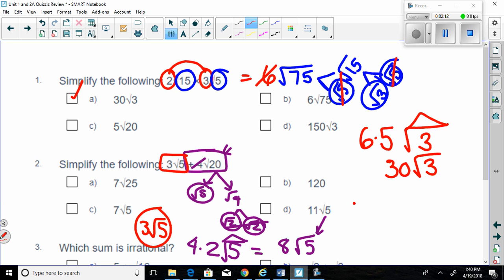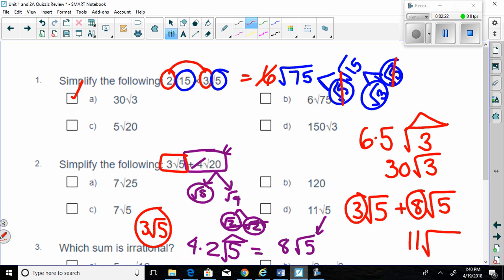So now we add. I only can add, right, if they have the same radical. They have the same radical? Yeah. So let's add the outsides. What's 3 plus 8? 11. Do I add the radicals? No, you just stay the same. And so your answer is D. I guarantee that 11 radical 10 will be an answer choice. They're going to try to trick you. Does that make sense? Cool.